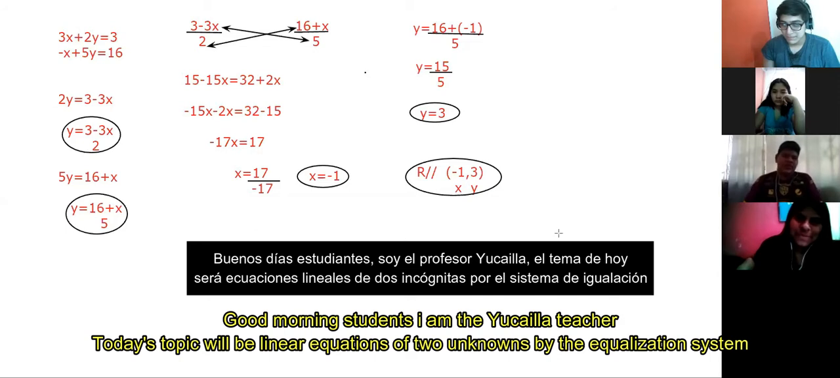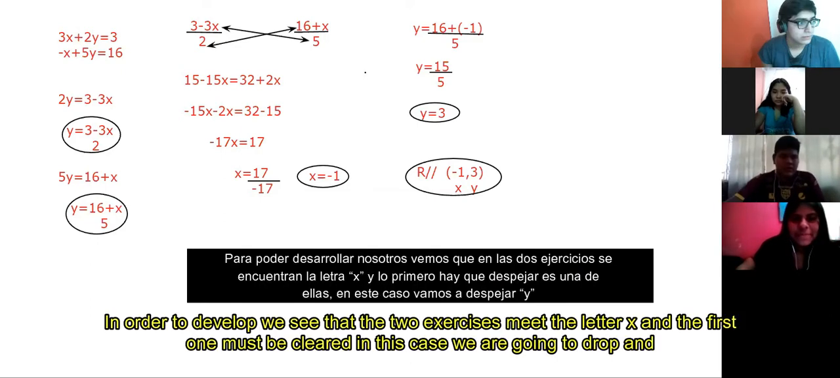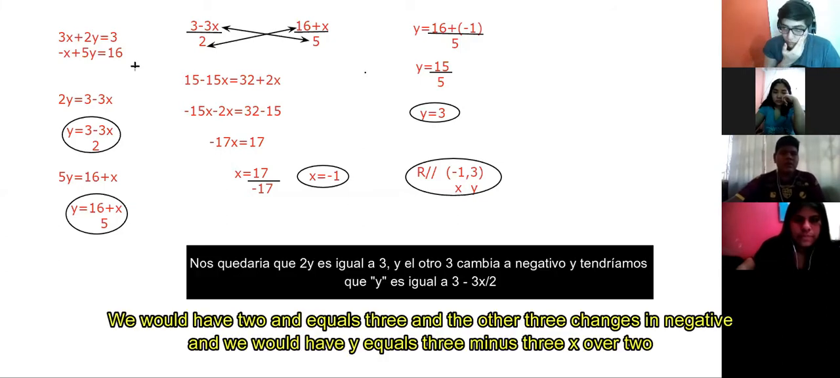Today's topic will be linear equations with the equalization method. I already showed the equations, which are tied to two exercises. The letters x and y must be clear. In this case, we are going to draw them out. We will have two equations, and the other two change to negative, and the whole thing equals minus 2x over 2.